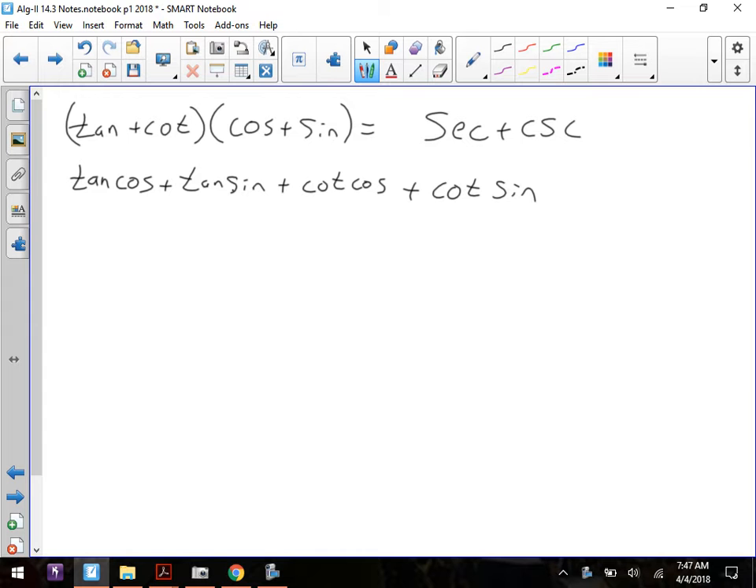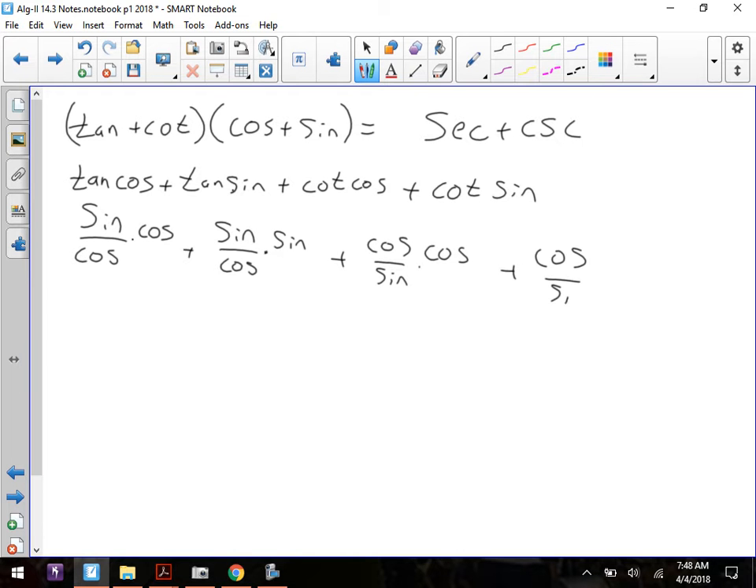From there, I'm going to rewrite everything in terms of sines and cosines. So I get sine over cosine times cosine plus sine over cosine times sine plus cosine over sine times cosine plus cosine over sine times sine. Remember, all of those singular values, cosine, sine, they're all over 1. Okay? Every one of those is over 1.